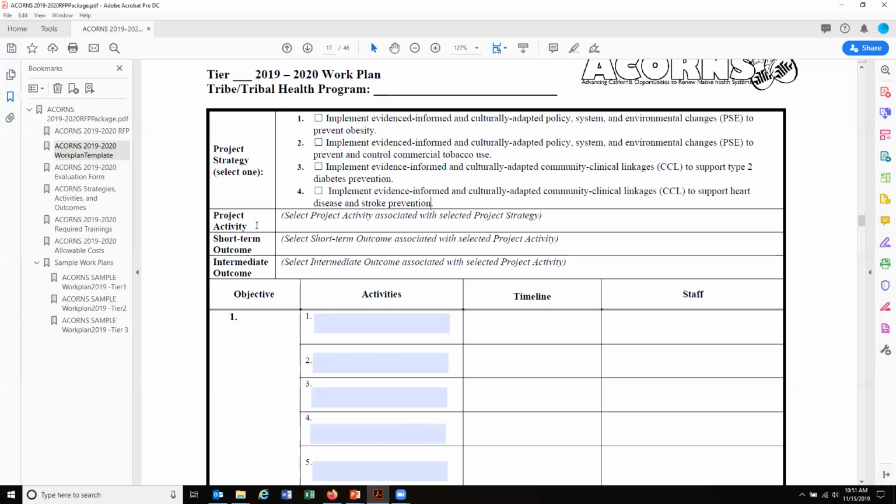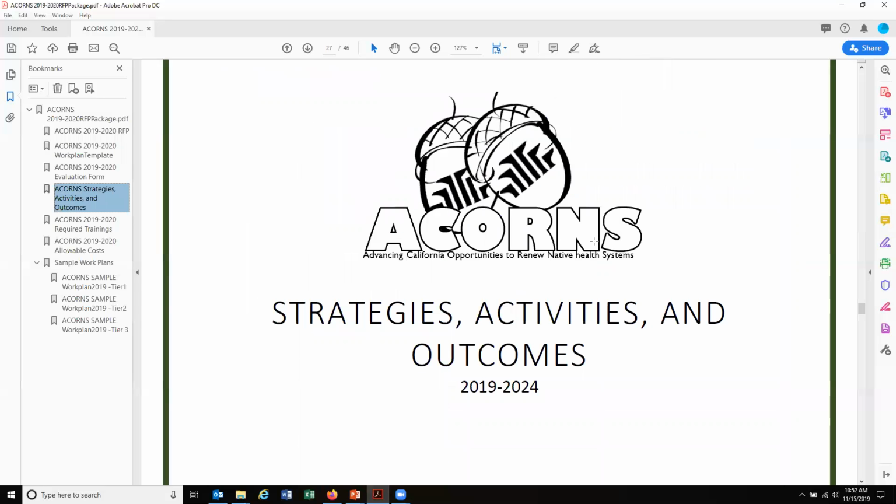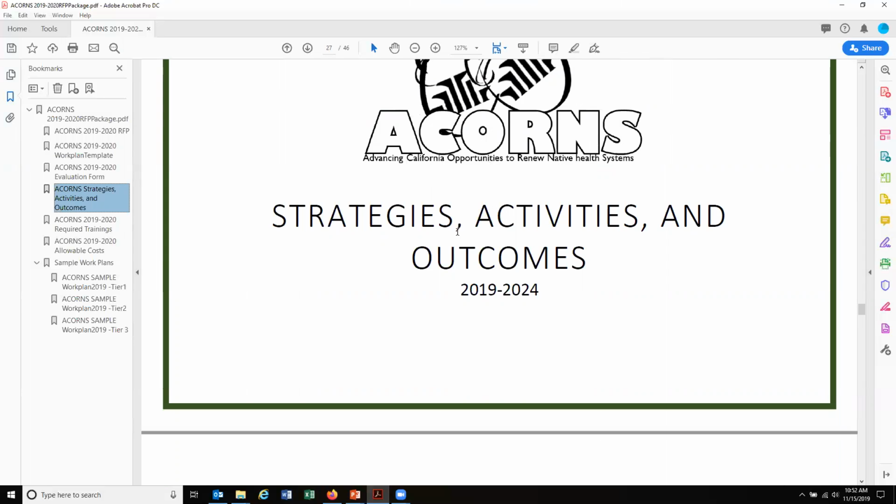The next section is your project activity. In the instructions here, it says select project activity associated with selected project strategy. Now, before we get too far in here, I want to reference the strategies, activities, and outcomes resource, which is included in the RFP. This will be very instrumental and very helpful in applying for and filling out the required work plan and evaluation form. So this is sort of like a really instrumental resource.